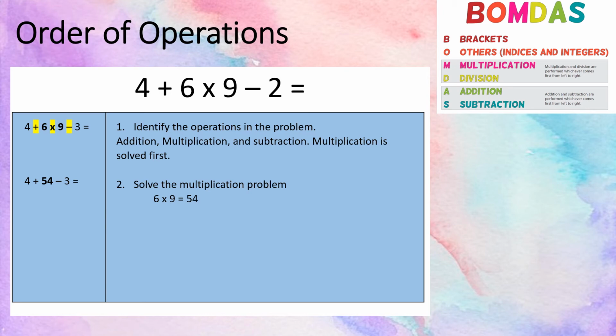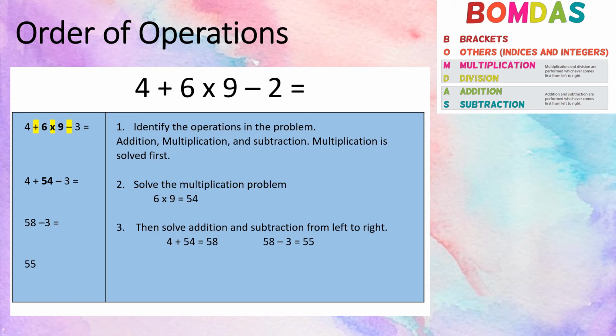Now we need to identify what comes next. We know we have addition and subtraction. If we follow BOMDAS in the correct order of operations, we know that both of these go hand in hand and we solve it by solving whichever comes first from left to right. If I look at the left of this problem, addition is my first one to solve. So my first one to solve is 4 plus 54, which will equal 58. And then I need to solve subtraction from that, which is 58 subtract 3 equals 55.